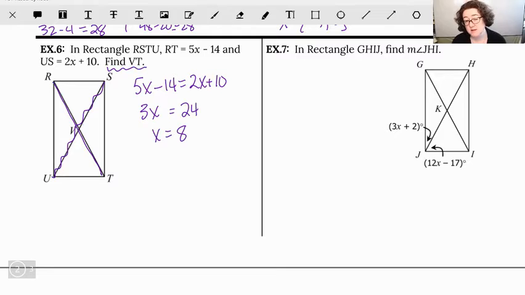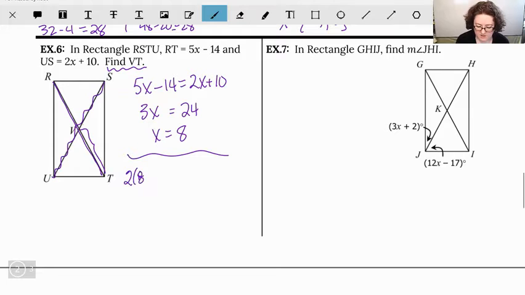So VT is what piece of a diagonal? VT is this section. It's only half of one of those diagonals. So to find that length, what would I need to do with my x? Doesn't matter which segment I use, but I'm going to have to plug it into one of my segments and then divide it by 2. So let's plug it into 2x plus 10 because it's slightly straightforward math. And then I have to take that answer and divide by 2.